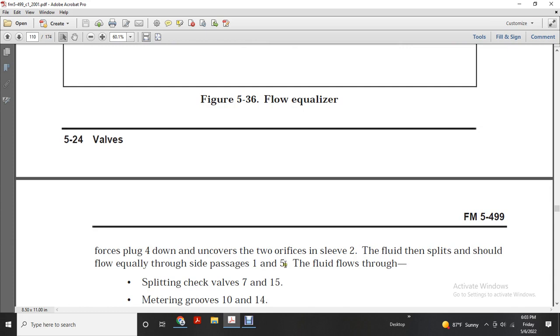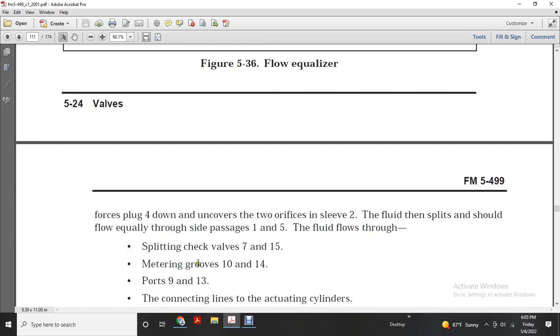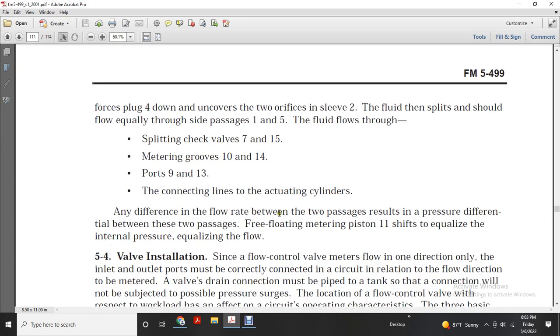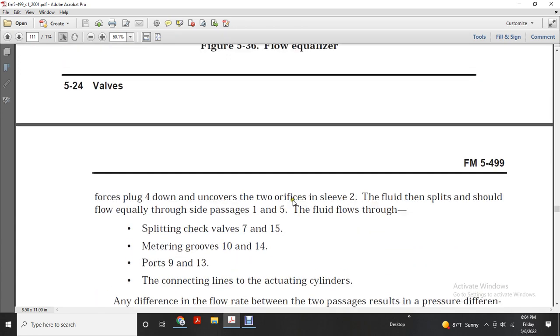The flow is divided through slide passages 1 and 5, through splitting check valves 7 and 15, and the meter and groove 10 and 14, to ports 9 and 13, which connect the lines to the actuating cylinders. Any difference in flow rate between the two passages results in a pressure difference between the two passages. The free floating meter piston 11 shifts the equalizer with the internal pressure, equalizing the flow.